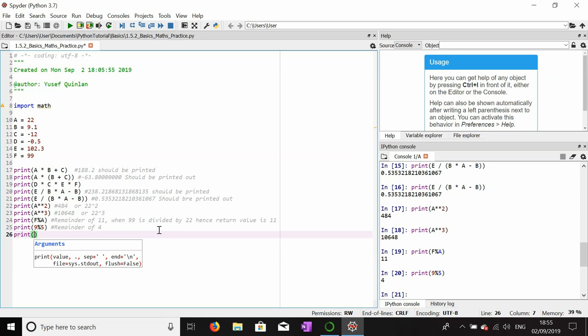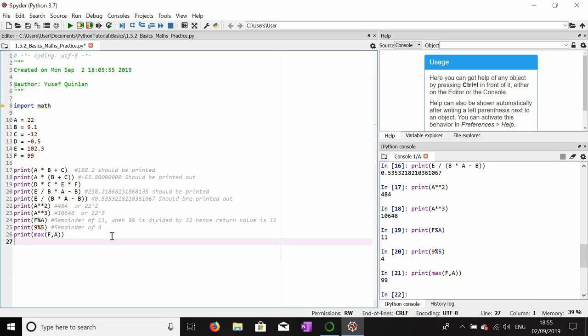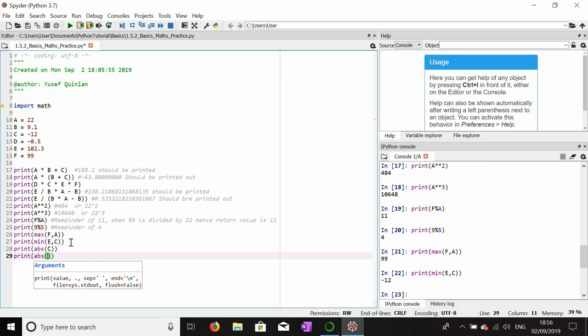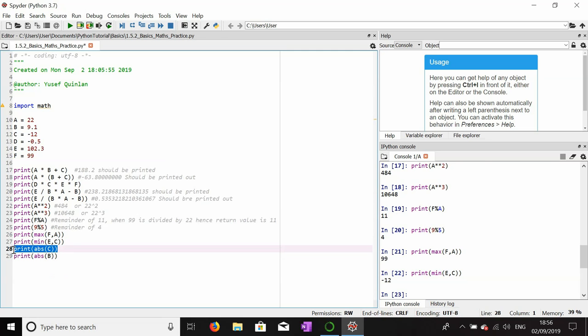We'll demonstrate the max again. So we'll get the max of F and A, and that should be F, which is 99. Yep. We'll print the minimum of E and C, and it definitely should be C there at minus 12. And we'll get the absolute values of C, ABS C, and we'll print the absolute value also of B. So the absolute value of C should be 12, and the absolute value of B is the same as the value of B, 9.1. So, yeah, there's some of the functions we've gone over already in the prior maths video.